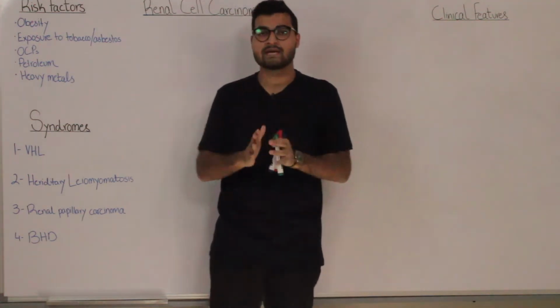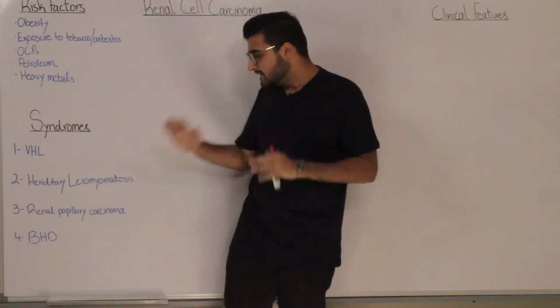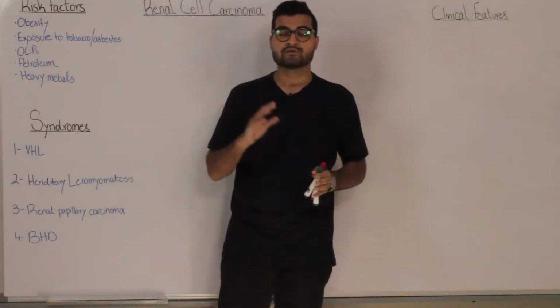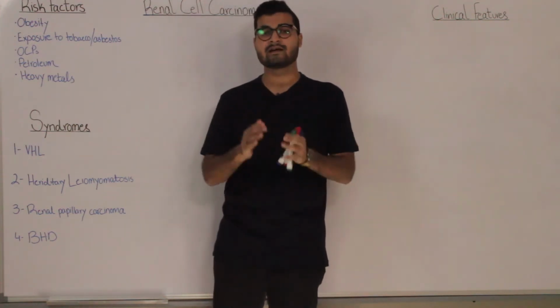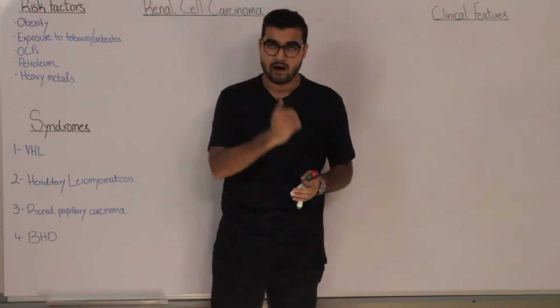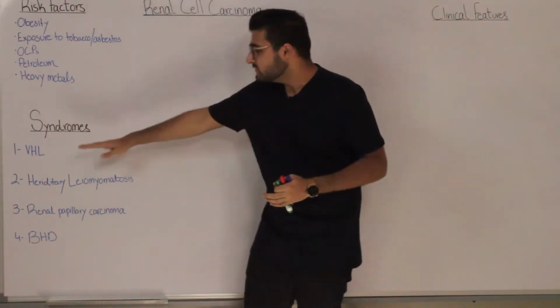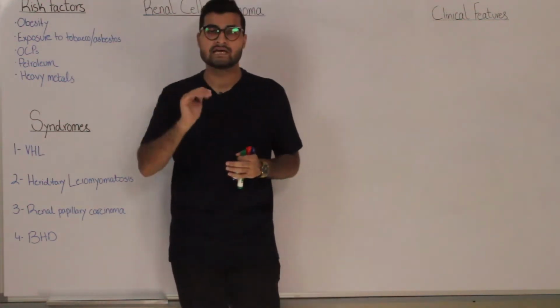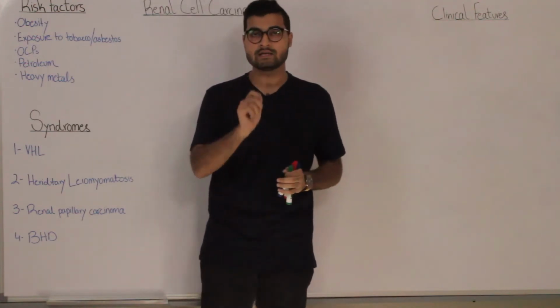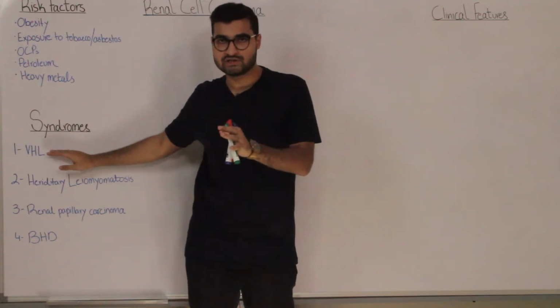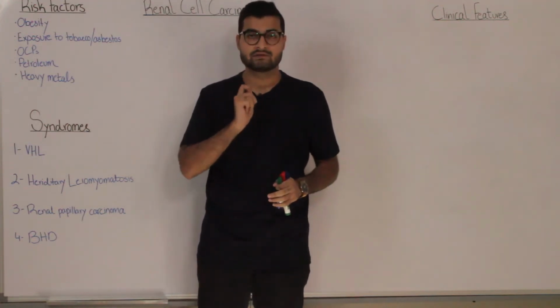So coming on to the main thing, we have different syndromes that can lead to renal cell carcinoma. It's important to understand what each of these syndromes are and how they cause renal cell carcinoma, right? The first syndrome that we have here is VHL, which stands for von Hippel-Lindau, right? VHL is basically a gene on chromosome number 3.